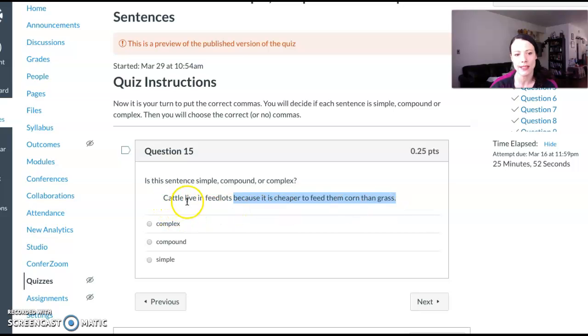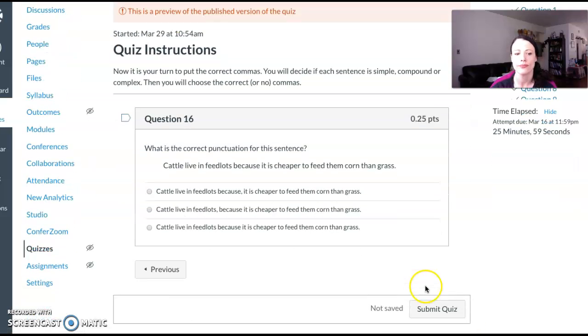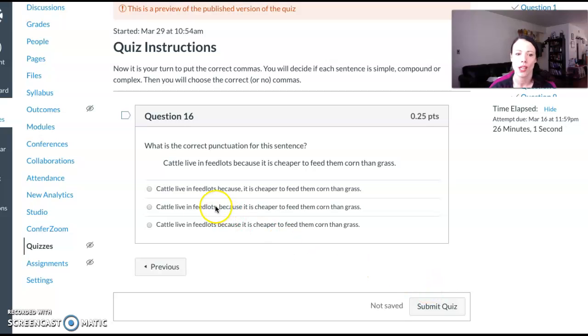Over here, independent: cattle live. This is complex. Independent clause comes first. Dependent clause starts with "because," comes second, no comma.